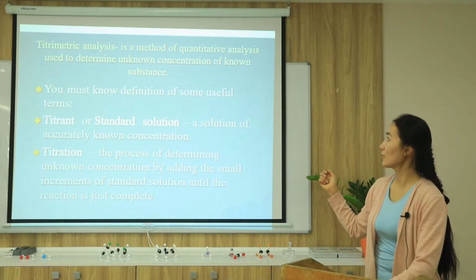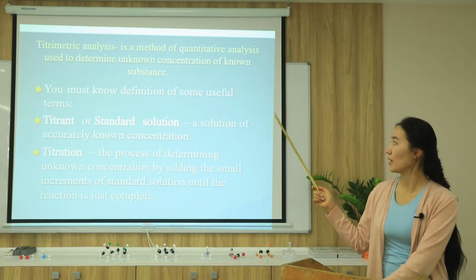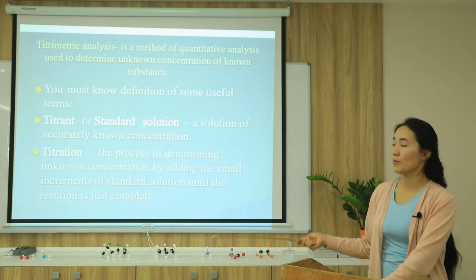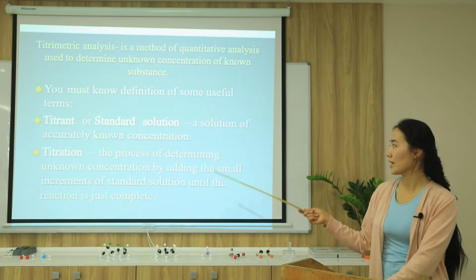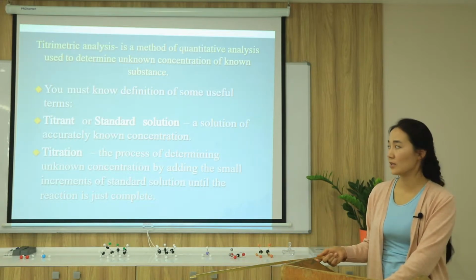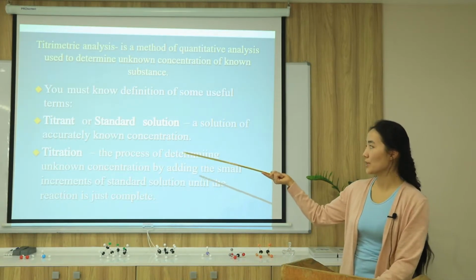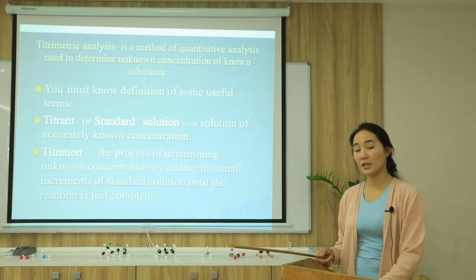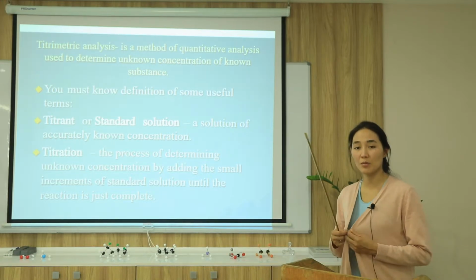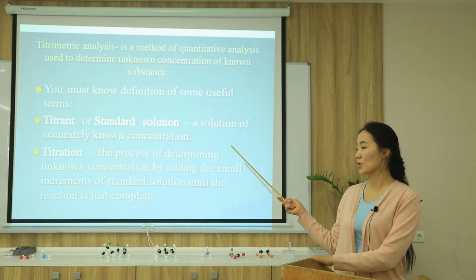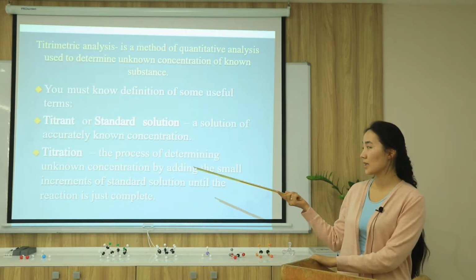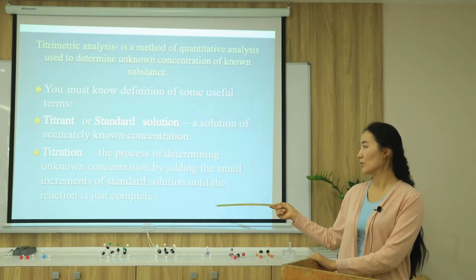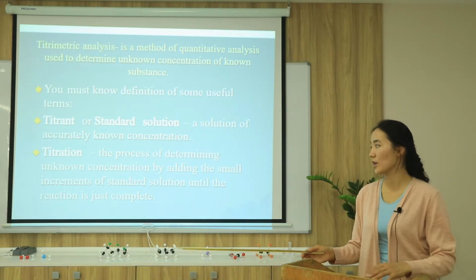Titrimetric analysis is a method of quantitative analysis which is used to determine the unknown concentration of a known substance. Here you must know the definitions of some useful terms like titration, standard solution, titrant, and the titration types. First of all, a standard solution is a solution of accurately known concentration. Most of all in analytical chemistry, when we do experiments, we are working with standard solutions. The second one is titration, the process of determining an unknown concentration by adding small increments of standard solution until the reaction is just complete.